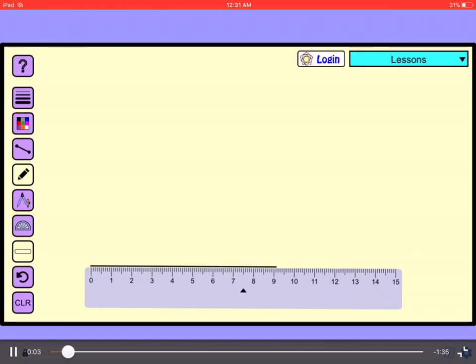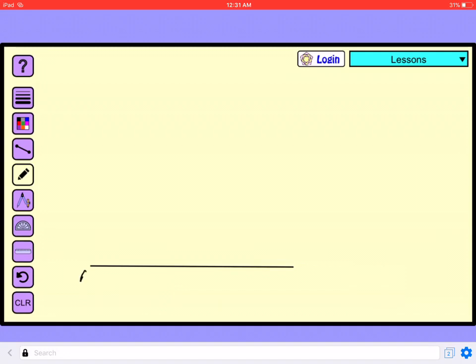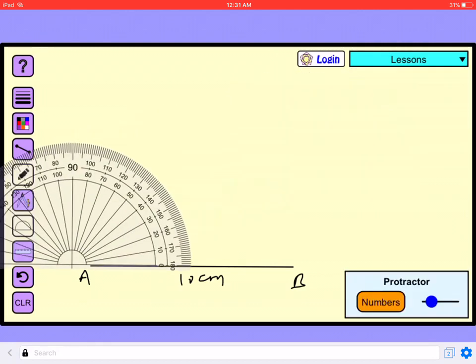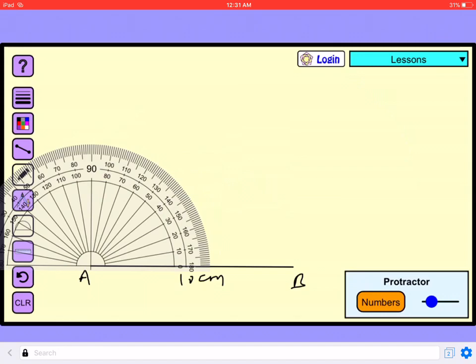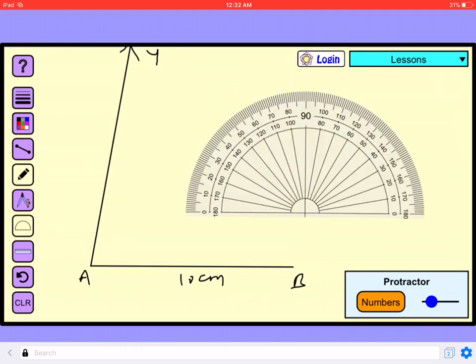So for constructing this triangle, first draw the line segment of 10 centimeter using ruler and pencil. Now mark the points A and B, and the distance between them is 10 centimeter. Now using protractor, draw an angle of 80 degree at point A. So this is the angle YAB, that is equal to 80 degree.